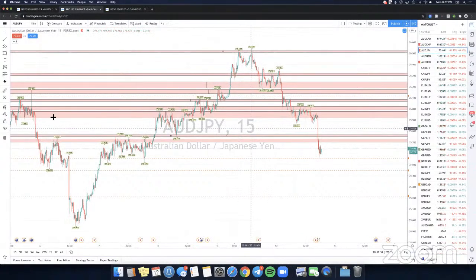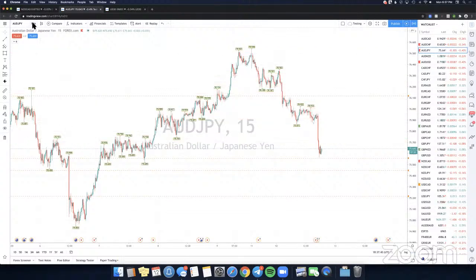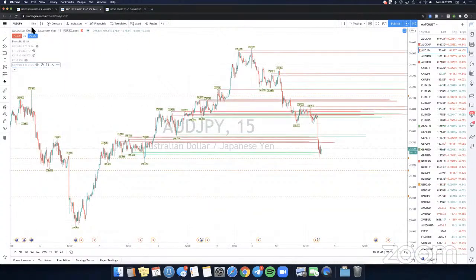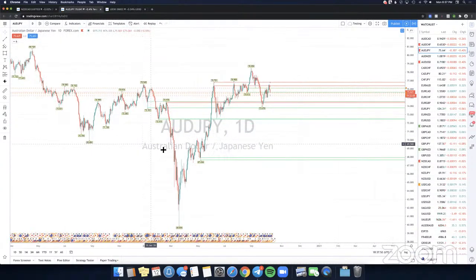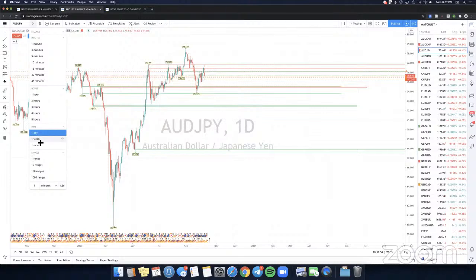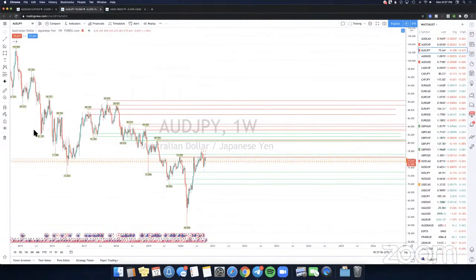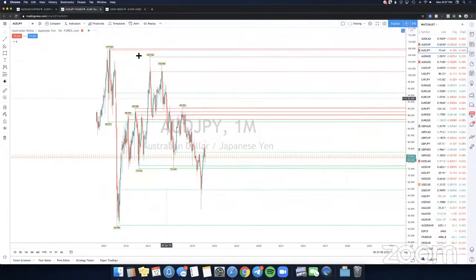Someone asks, what about daily? Yeah, literally any time frame. So this is the 15-minute here. If you want to go on the daily, turn on the zones right there. If you want to look on the daily, there are the daily zones right there. If you want to look on the weekly, zones are right there. Look on the monthly, zones right there as well.